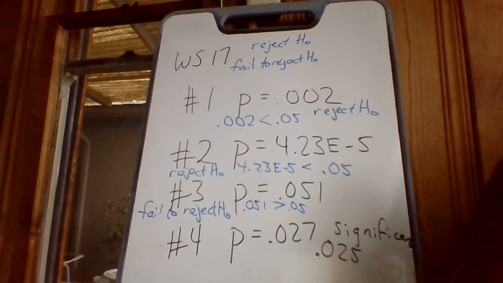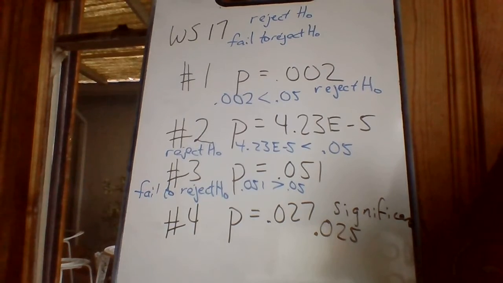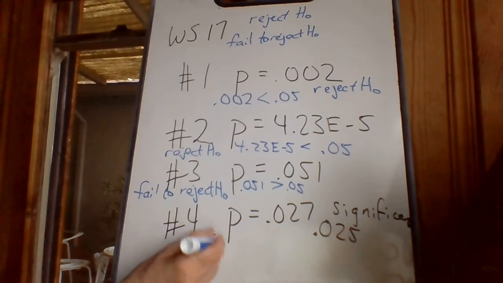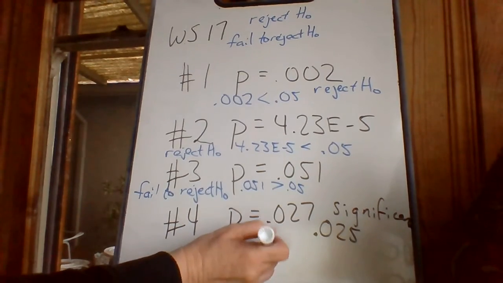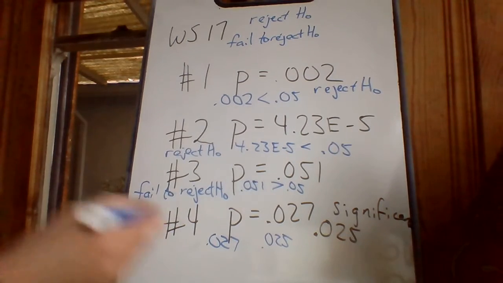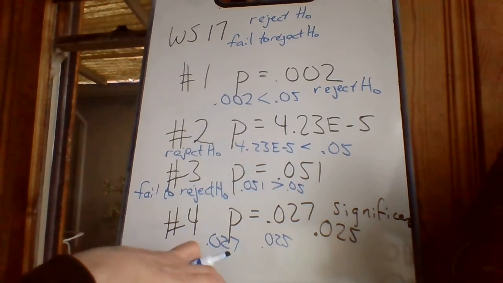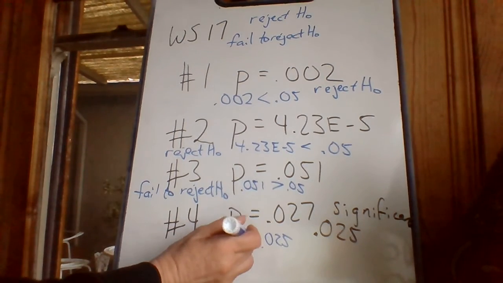Okay, and then the last one, 0.027. And it says significance 0.025. That's when I have to actually do something different because they told me to. If you see a significance number, that's what it's for. You don't ever put it in the calculator or anything. You just use it at the very end of the problem.